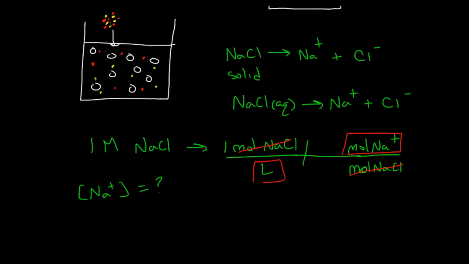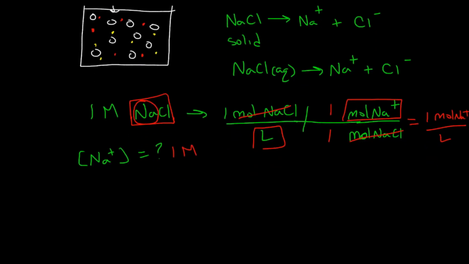When we look at sodium chloride, we recognize that for every 1 compound, we only have a single sodium atom. So for 1 mole of sodium chloride, we have 1 mole of sodium. Consequently, this ends up being 1 mole of sodium per liter, so the concentration of sodium would also be 1 molar. Let's see another example.